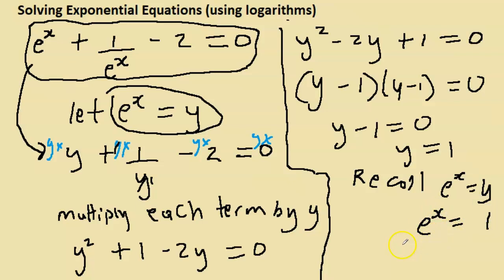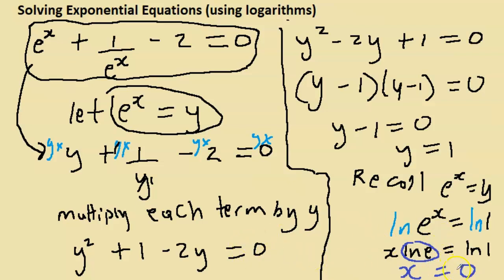Alright, so we can take the log of both sides. We'll log the left hand side, log the right hand side. And then remember this rule in logarithms, the power can always come to the front. So we'll end up with x times ln e is equal to ln 1. Now, what's the value of ln e? The value of ln e is 1. So it's really x times 1, which is x. And what's the value of ln 1? The value of ln 1 is 0. So the solution to this problem: x is equal to 0.